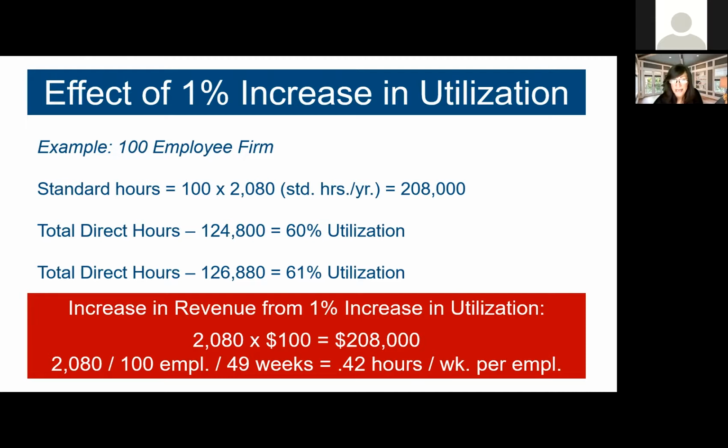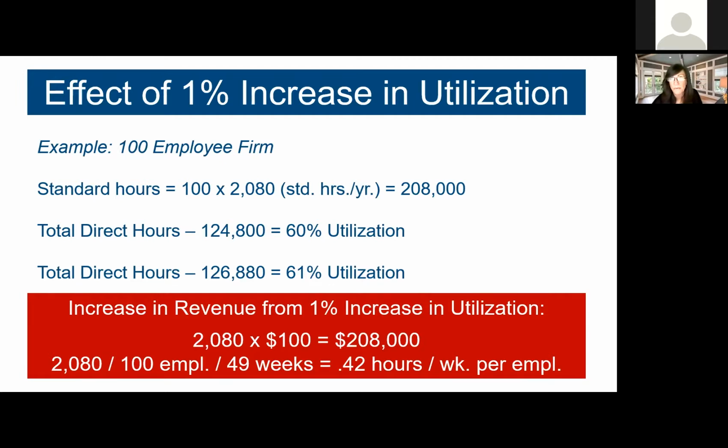In this case, we use 2,080, it's $208,000. Simple math, right? That's a lot of money. Most 100-person firms would love to have an extra $200,000 in the bank. And it's money that you lose every single day if your employees are not highly utilized. That is a really, really important thing for you all to think about and to take home with you.